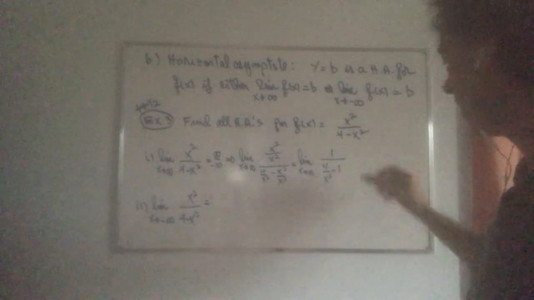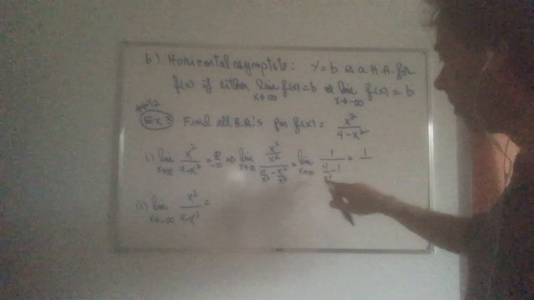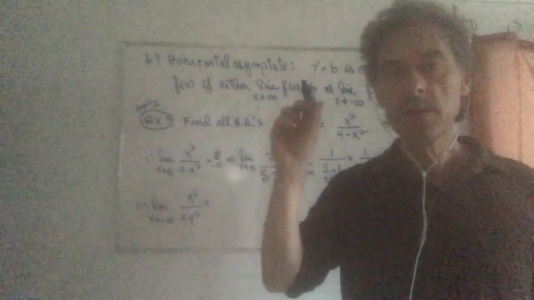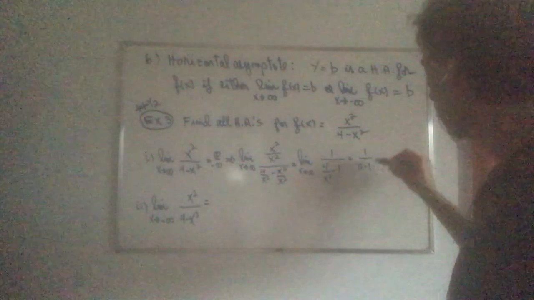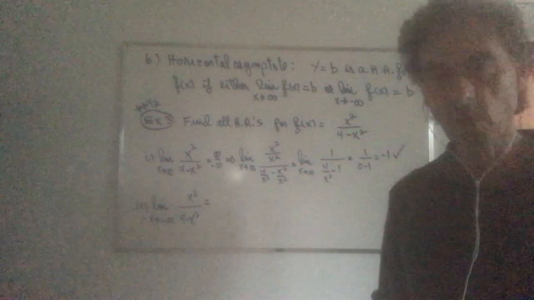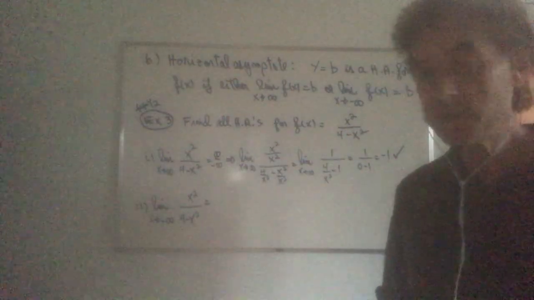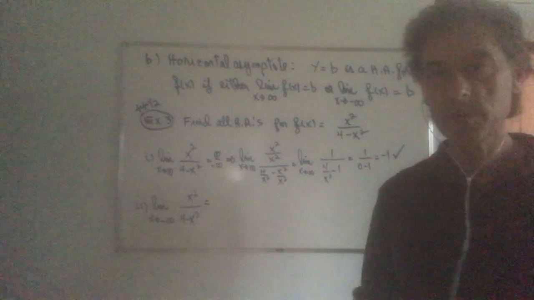We cheat again. 1 over... what is 4 over infinity? Remember this one? Number over infinity is 0. And I have a number. This is a horizontal asymptote. y is equal to the answer to the limit, minus 1, is a horizontal asymptote.